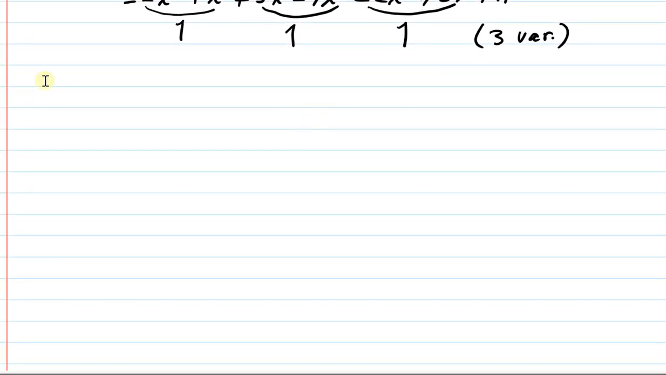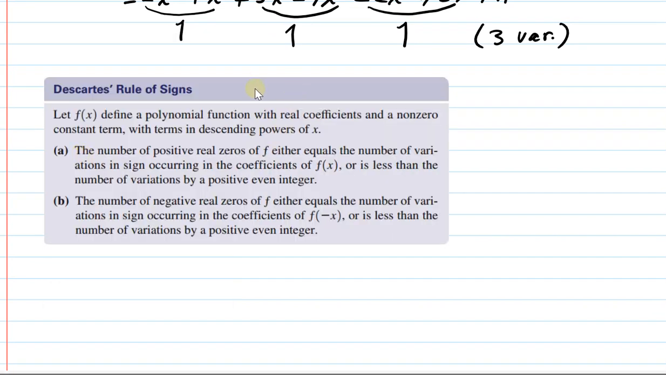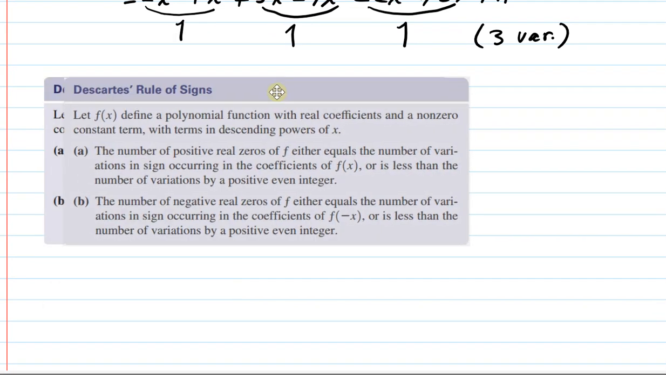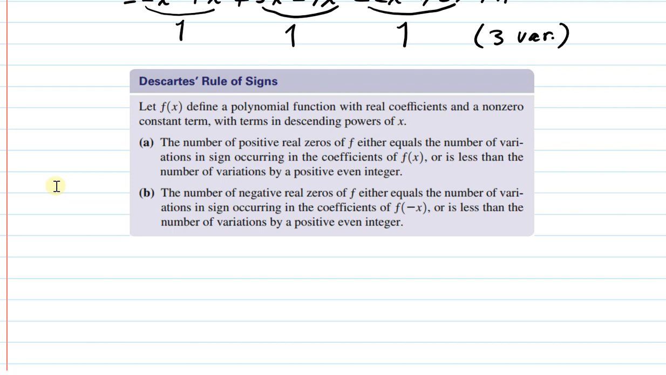Now I can paste. There you go. And this is the Descartes rule of signs, named after René Descartes. Okay, f of x is a polynomial function with real coefficients. Again, this is important, folks. Got to be real coefficients. And a non-zero constant term.